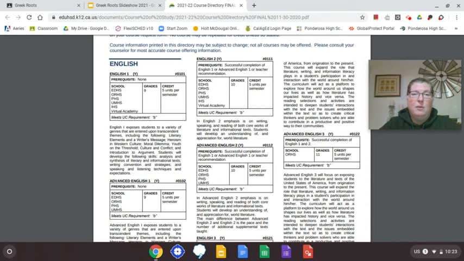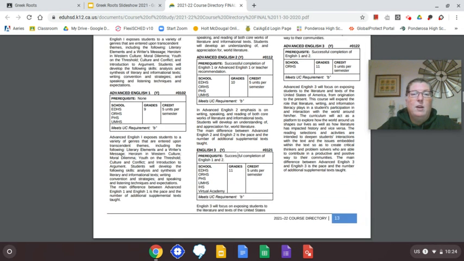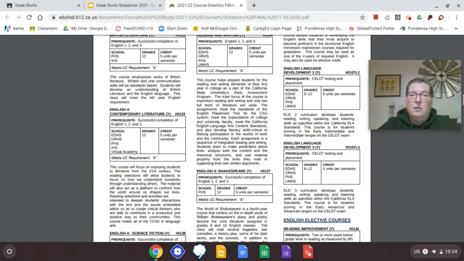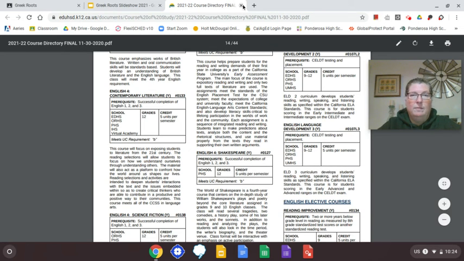So you can see both English 2 and Advanced English 2 meet the UC requirement B. B stands for English, or language arts. And then there will be a written description of the course. So if you're wondering what some of these courses are that are available to you, this is where you go to find that information.